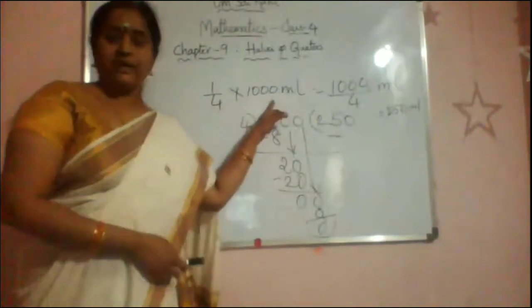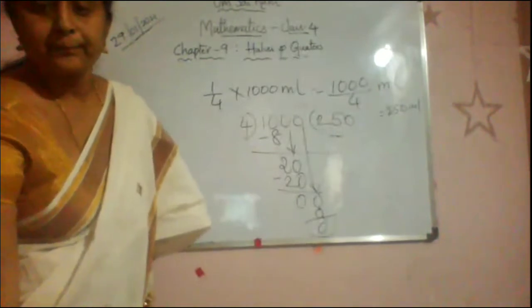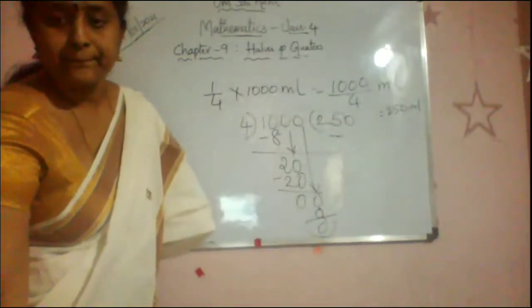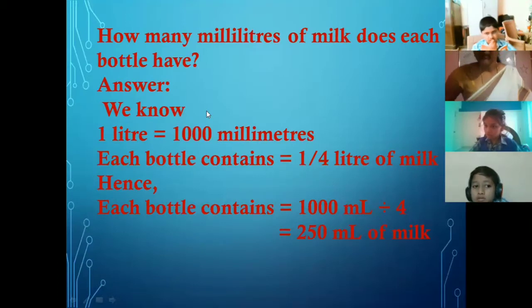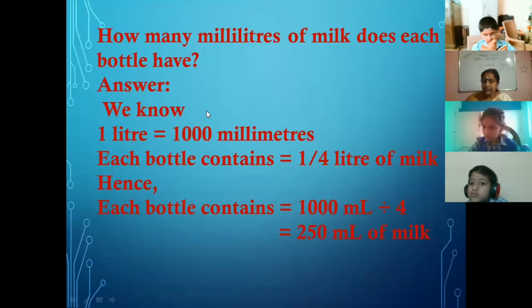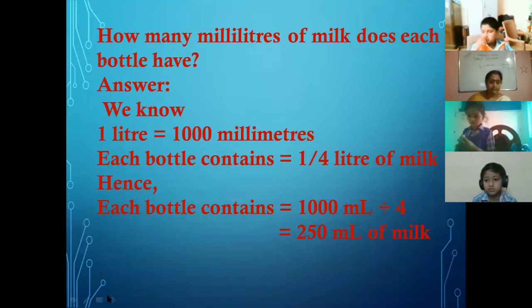1/4 of 1 liter, how much? 250 milliliters. Yes. 1/4 of 1 liter of milk is 250 milliliters of milk. Okay. So how many milliliters of milk does each bottle have? 250 ml. Each bottle has 250 ml of milk. Okay. Next, we have one more question. Harry, read it.